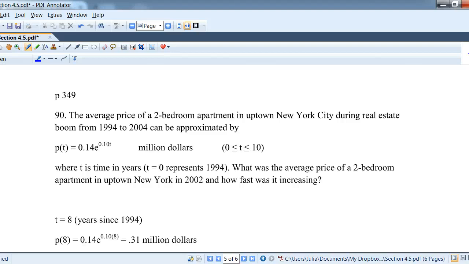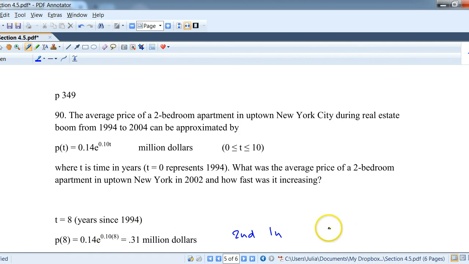So to find the actual price, we need to plug in t equals 8, because 8 years passed since 1994. We can plug it in the original function. On your calculator, you'll probably see second ln that you can press to find e to the power of x. So press second and then ln. Okay? And when you input this, you can do it all at the same time.